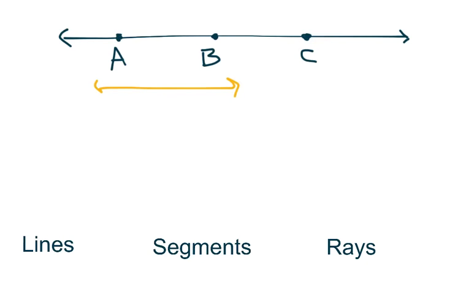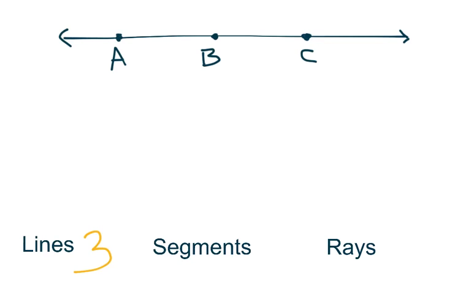We could focus on B and C. There would be a line that goes through B and C. But what if we skip B and we just look at the far points, A and C? So there are actually 3 lines that we could write down here. So there are 3 lines in this one diagram.